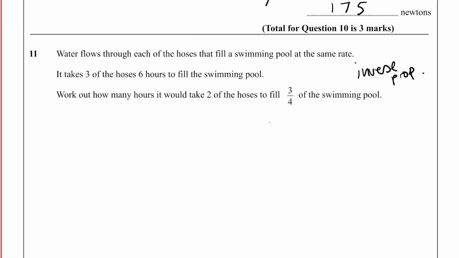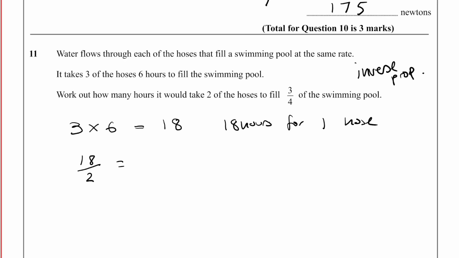3 hoses take 6 hours. So 3 6s are 18 hours. So it would take 18 hours for 1 hose to fill the entire pool. We need 18 hours of hose work done to fill this swimming pool. We're going to have 2 hoses. So split that 18 hours between the 2 hoses. That means it's going to take 9 hours for 2 hoses to fill the pool.